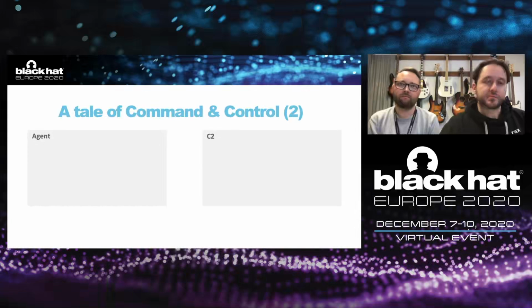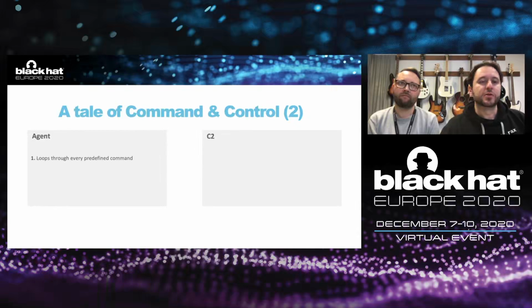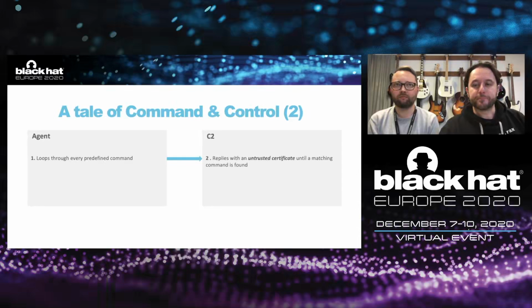Let's have a talk about the mechanism between the agent and the C2. The agent is shipped with a predefined set of commands, and it starts by looping through every command. After each loop, it sends a request to the C2, and the C2 replies with an untrusted certificate until a matching command is found. The matching command is obviously the command issued by the C2 operator in this case.